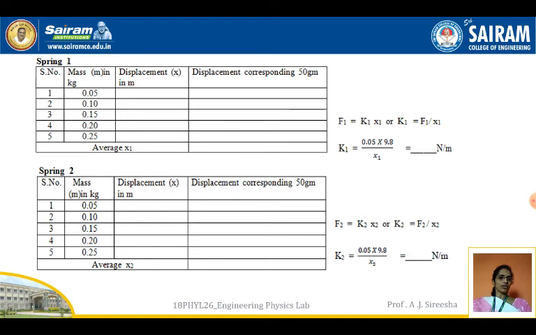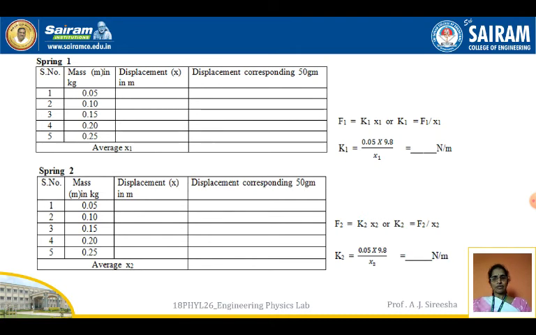So K1 is equal to 0.015 into 9.8 divided by x1, where x1 is the average value of x1. Substitute and get the value of K1. The same procedure is repeated in calculating the spring constant K2 by using spring 2.